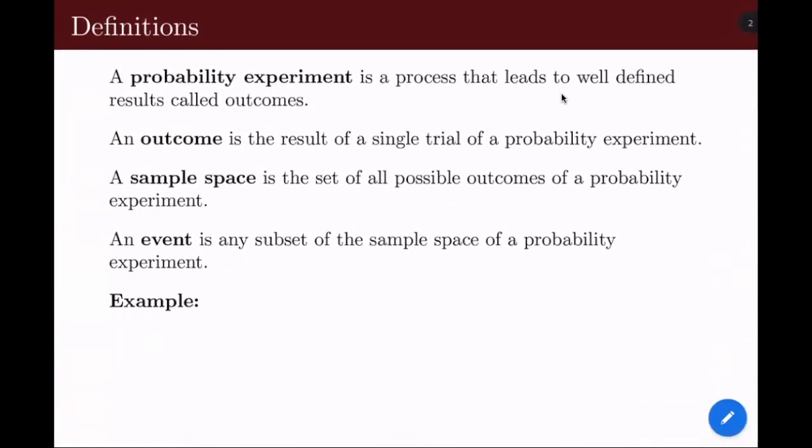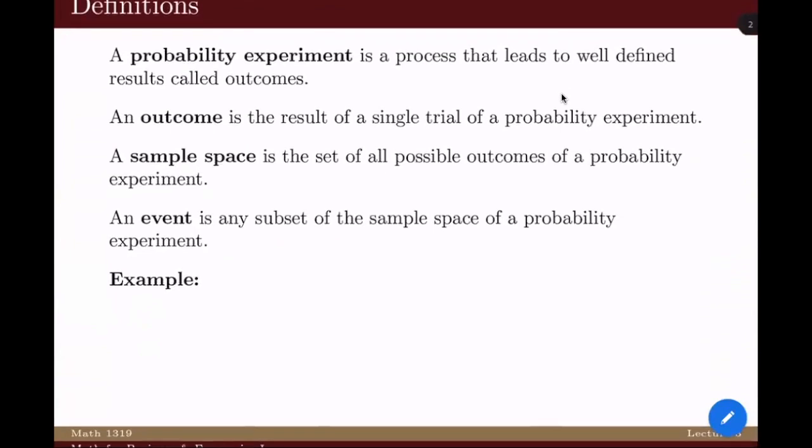So first we'll start off with some definitions. A probability experiment is a process that leads to a well-defined result of all outcomes. An outcome is the result of a single trial of a probability experiment. The sample space is the set of all possible outcomes of a probability experiment, and an event is any subset of the sample space of a probability experiment. So let's do an example and discuss what these terms mean.